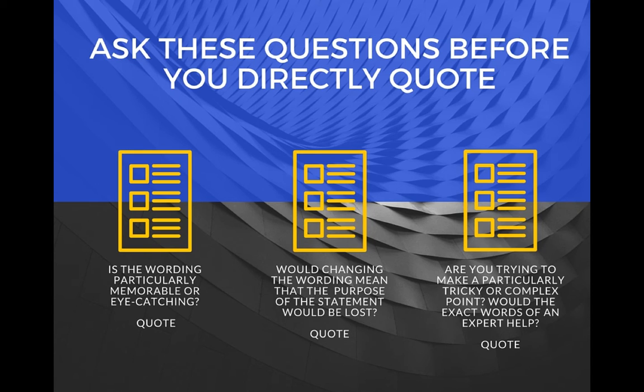Another instance where you may decide to quote is, are you trying to make a particularly tricky or complex point? Would the exact words of an expert help? And really, when you're writing an analysis paper and you're really having a difficult time putting a statement into your own words, or you need authority to back up your own analysis, that can be a great time to give credit to one of the authors of your secondary sources and say, according to historian, and then state their name, and then maybe provide a sentence of a quote. That's another area where you may consider quoting.